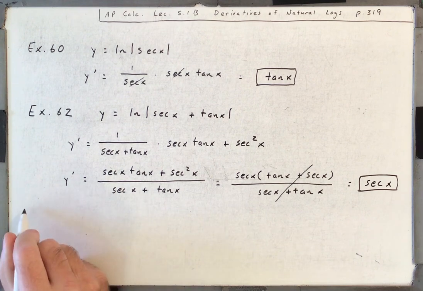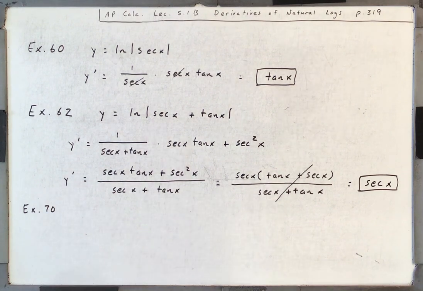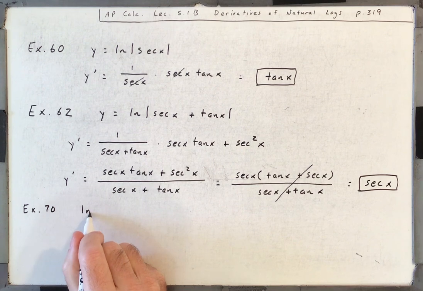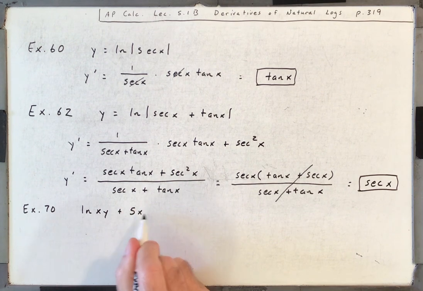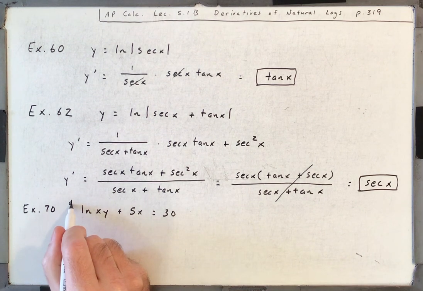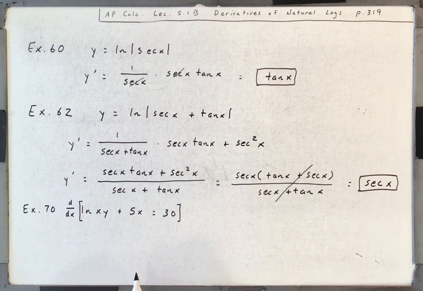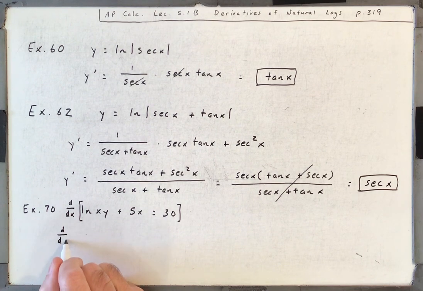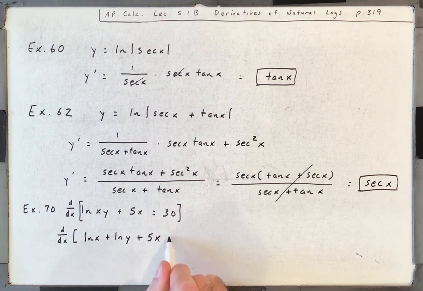All right, I want to do one more. This one is implicit differentiation. So that's from section 2.5 and 2.6. And we have a relation, the natural log of xy plus 5x equals 30. So we've got our x's and y's all mixed up. So what you have to do is take the derivative with respect to x. So what I want to do then is rewrite this as the natural log of x plus the natural log of y. Let's use the properties of logs to split that up. Then it's going to be a lot easier to take the derivative.